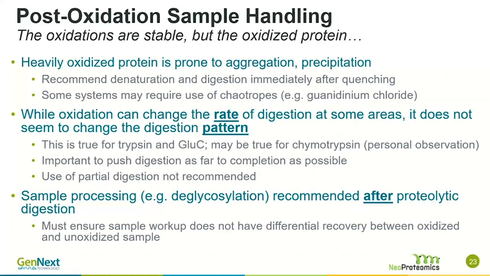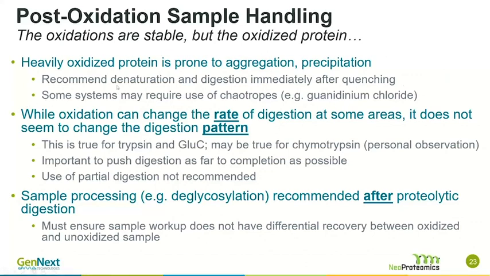So you really want to make sure that you are digesting your protein as soon as possible afterwards. And if you have a sample that's really prone to aggregation, you may need to use some kind of chaotropes when you digest, something like guanidinium chloride, in order to keep this thing stable in solution while you do the digestion. For most systems that I've run in my lab, as long as I do the digestion immediately after quenching, I found that I can just do a thorough heat denaturation and digestion immediately after, and I don't have a problem with precipitation unless I let the protein sit.